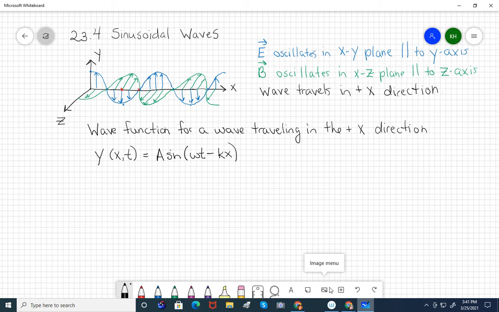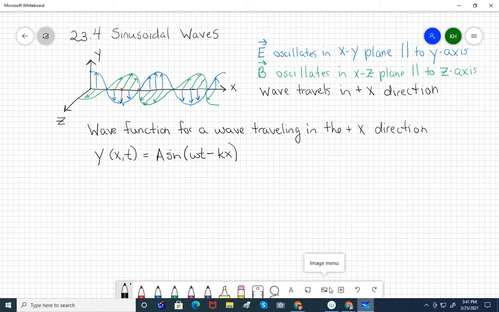Now, way back when we studied mechanical waves, we came up with a description to describe the amplitude of a mechanical wave traveling in the positive x direction. We said its amplitude, which was going to be y, or its displacement from equilibrium, that's really the correct word, its displacement from equilibrium depends on two things, its position and its time, and it's equal to A sine(omega t minus kx).